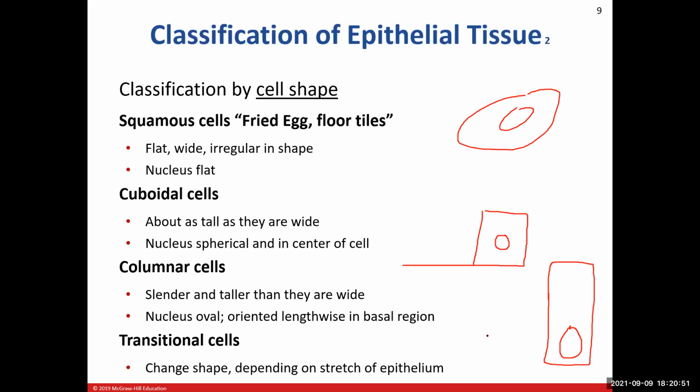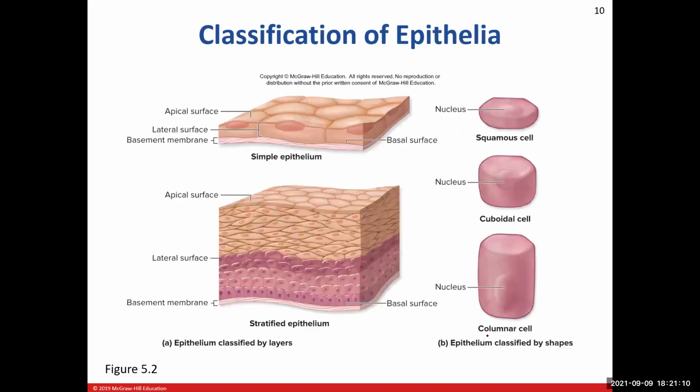Remember, that's the transformer cell, all right? And it changes shape depending on what's happening to that epithelium. If it's getting stretched, it'll be flat. If it's not being stretched and it's recoiled and relaxed, then it'll have more of a rounded polyhedral appearance. All right, we'll talk about that when we get into the transitional epithelium.